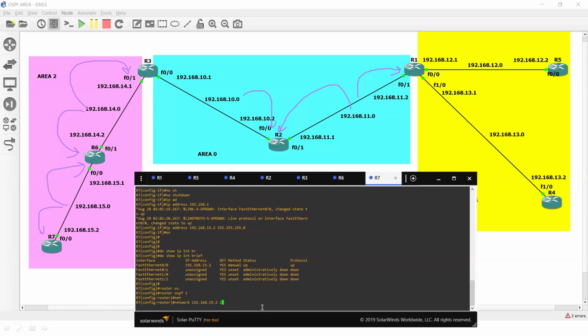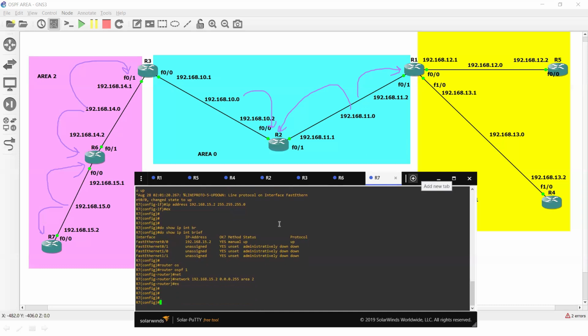Let's do the same on router number 7. Router OSPF 1, network 192.168.15.2, and then wildcard mask 0.0.0.255 area 2. Okay. This is how we can do the configuration.